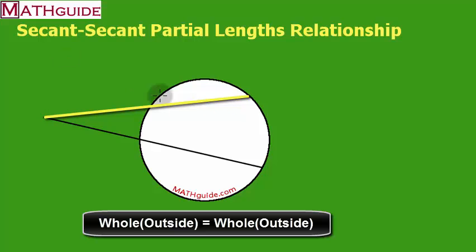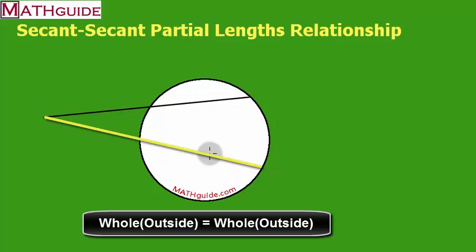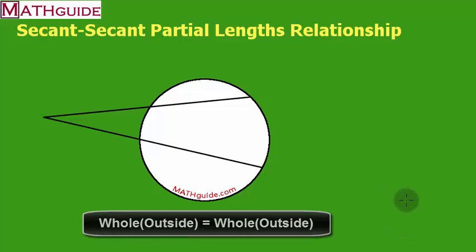Okay, so the whole length times the outside length of this secant line is going to be equal to the whole length here times the outside of the secant line there. And that's the relationship we're going to use. And so that little phrase really helps, and usually I say whole times the outside equals whole times the outside. Okay, and that's the relationship I'm going to use in the following two problems. So let's check out one and see how it's used.